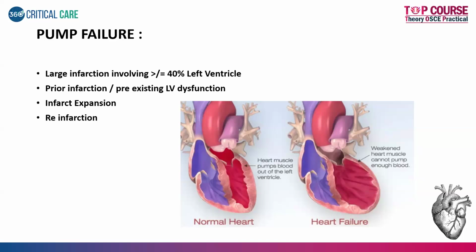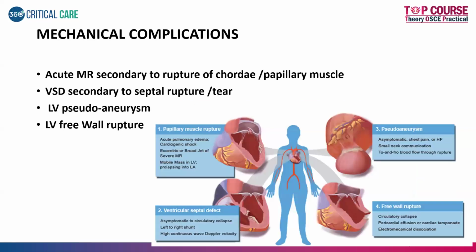So these things can lead to a pump failure, wherein the patient ends up having a decreased cardiac output, which is attributed to by a probable reduction in the cardiac index. The other mechanical complications that are associated with cardiogenic shock are acute MR secondary to rupture of chordae or papillary muscle, VSD secondary to septal rupture or tear, LV pseudoaneurysm, and left ventricular free wall rupture.